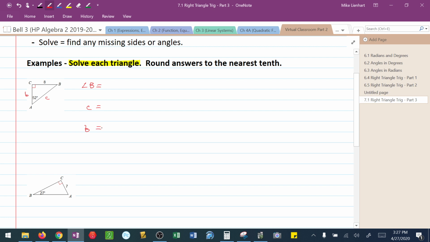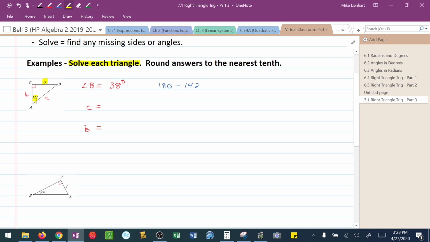Now, to find each one of these, we have to determine what trig to use, or maybe there's another way to do it. For example, if we're trying to find an angle and we know 2 out of the 3 angles, I know there's 180 degrees in a triangle. So if I take 180 minus 142, which would be 90 plus 52, then I know that the missing angle would be 38 degrees.